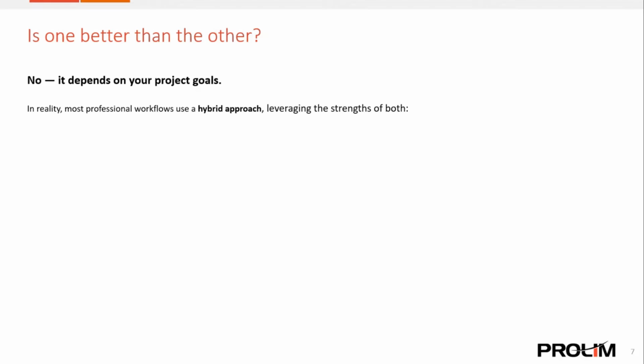Now, the main question, is one better than the other? Well, as a lot of you may guess, no. It depends on your project goals, right? In reality, most professional workflows use a hybrid approach, which will leverage the strengths of both. So for top down, that strength is that core layout and interface. And for bottom up, it's to insert pre-designed and reusable parts. So for example, my suspension damper or fasteners in general, or bearings, standard parts, right?